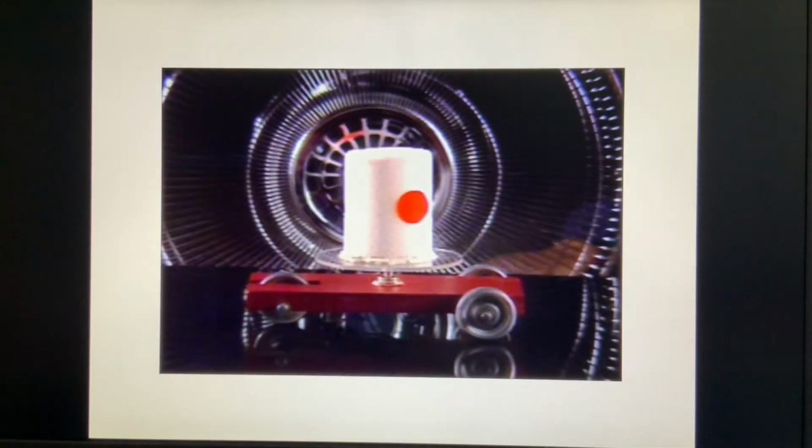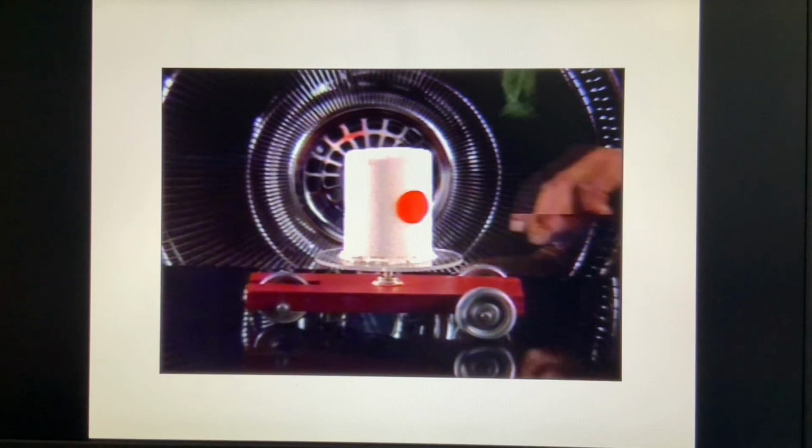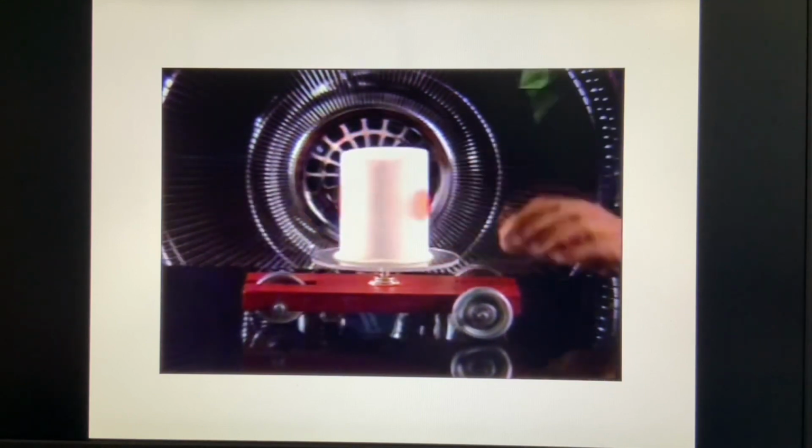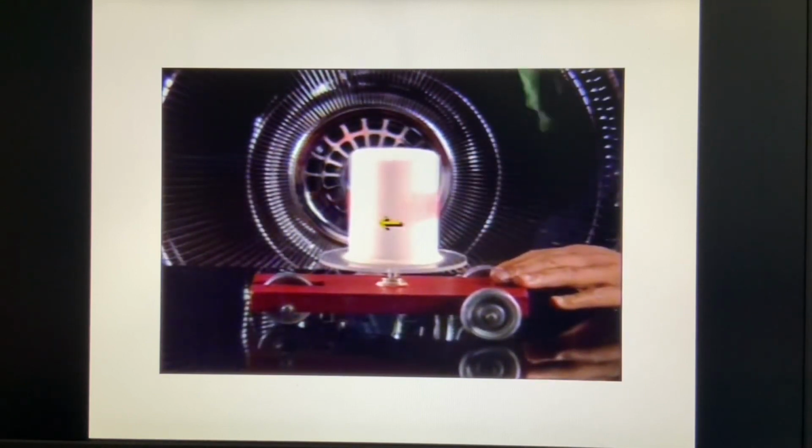This device is known as a Flettner rotor. The rotor is a styrofoam cylinder powered by a small electric motor and mounted on a rolling car. When switched on, the rotor spins clockwise as seen from above.